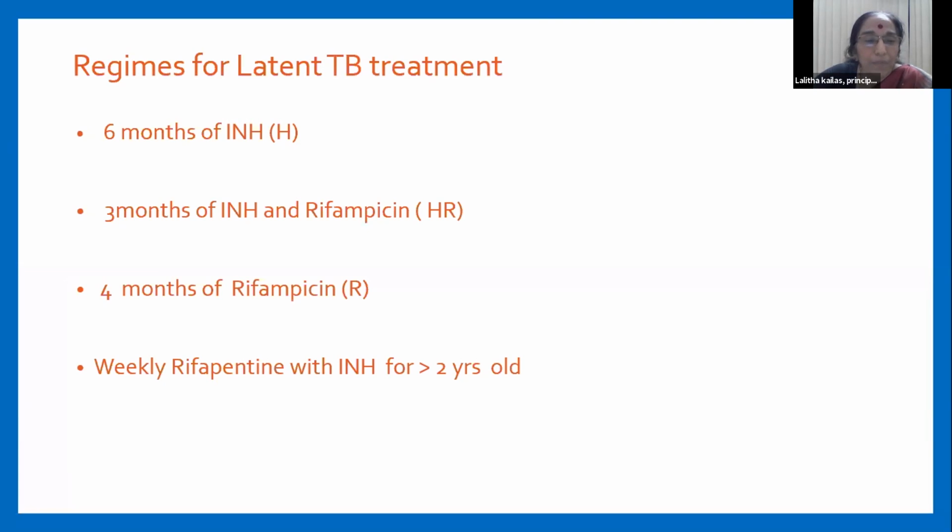But again, for pediatrics, we have certain restrictions. It cannot be used below 2 years, and it is not that easily available now, and also because of the cost problem. So, Rakesh, next slide.